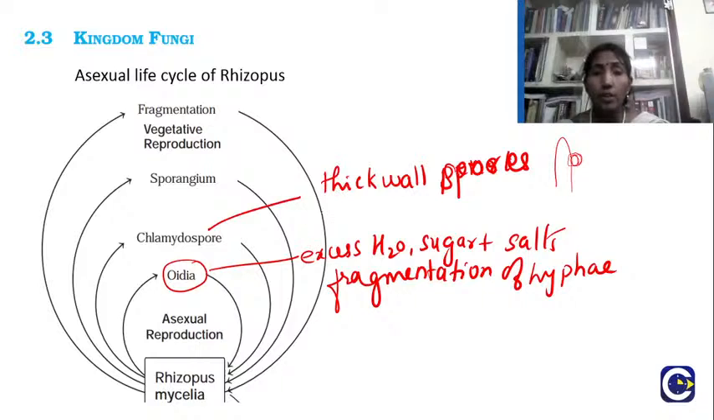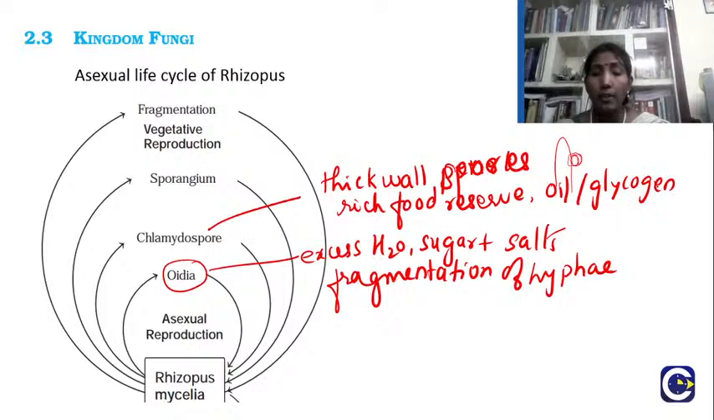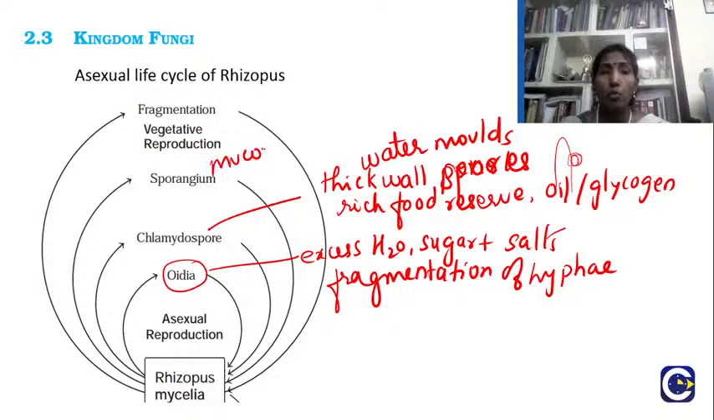So they contain rich food reserves. The spores will have rich food reserves, oil, glycogen like that. They are very common in water moulds, like forming that gemma we call, where chlamydospore is common. Next, sporangiospores are non-flagellate spores, very common, you come across them in Mucor, Rhizopus and all that. So they will be dispersed by air currents.